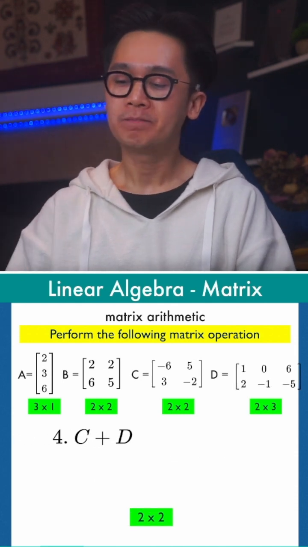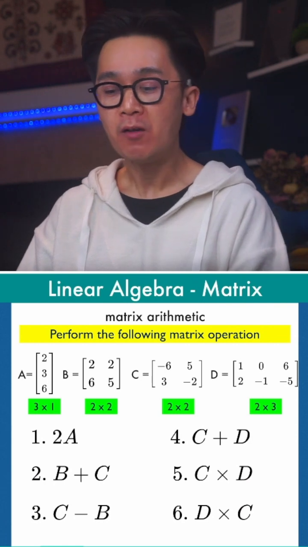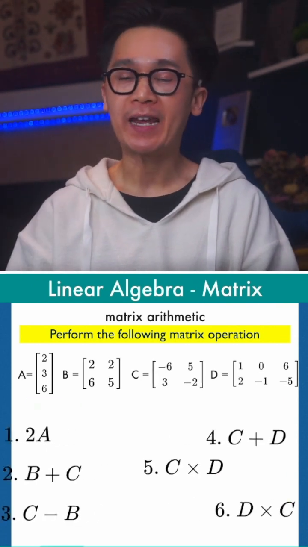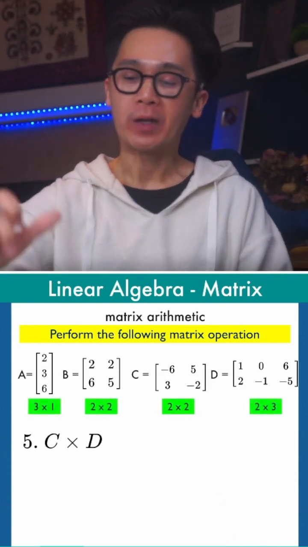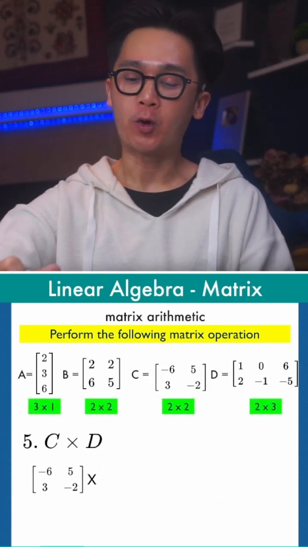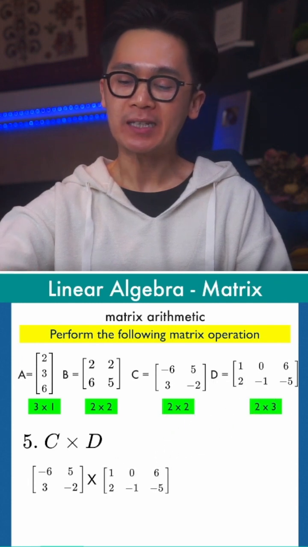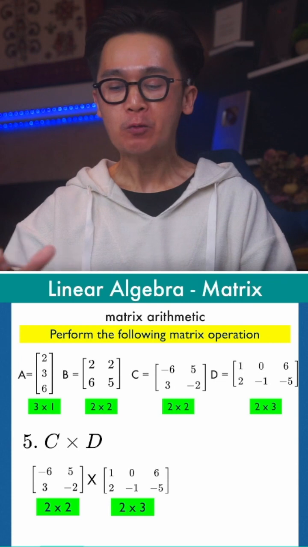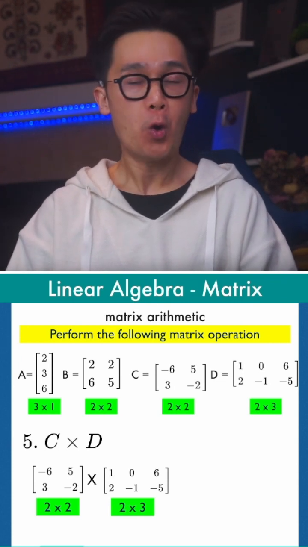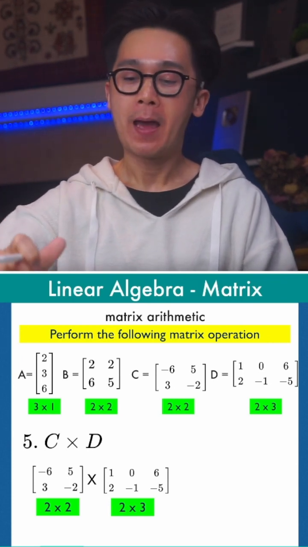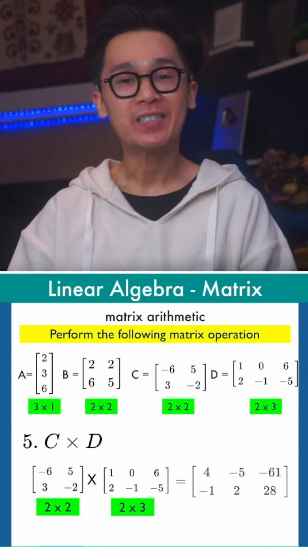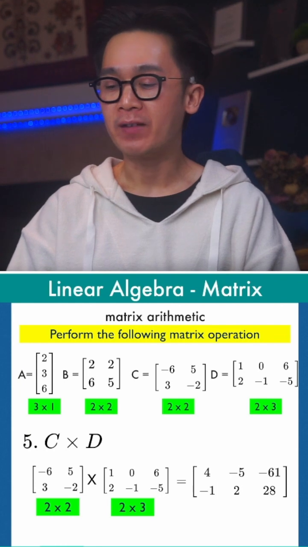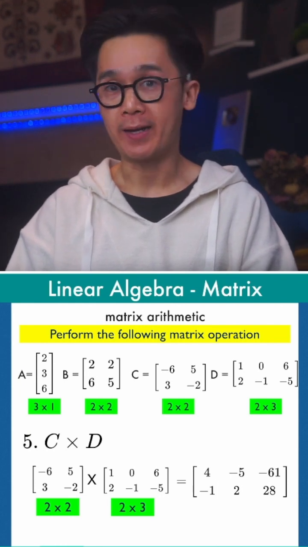Now going to our problem number 5, which is multiplication of two matrices. So let's multiply C and D together, knowing that the order of matrix C times matrix D is a 2 by 2 and a 2 by 3 matrix. You will notice that their orders are not the same, but their product is not empty because their product is actually 4, -5, -61, -1, 2, and 28.